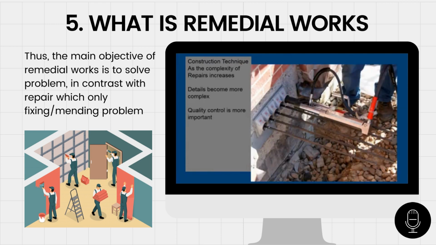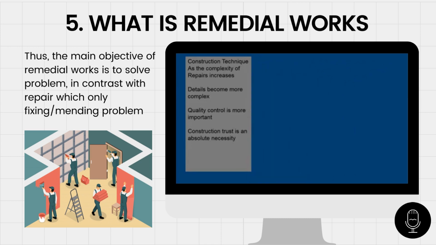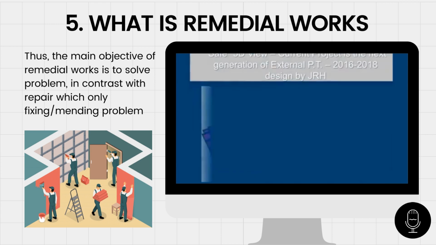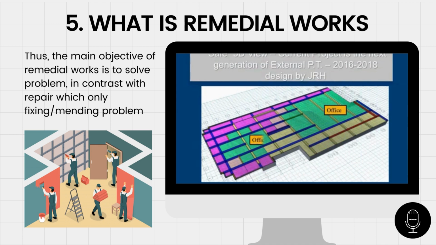It's fun to look at some of these pictures. In this video, the external post tension. There are 5 cables provided on each side. And as the complexity of the repairs increases, it becomes more important to have construction firms that you can trust, because remedial work is more complex. Quality control is important, and that trust becomes a real factor. This is the current project.